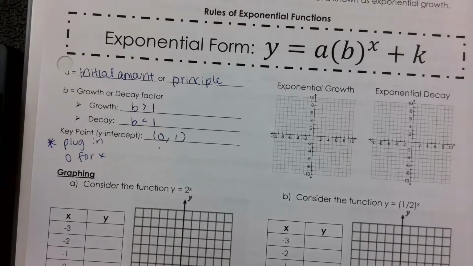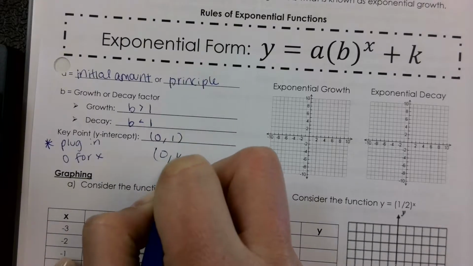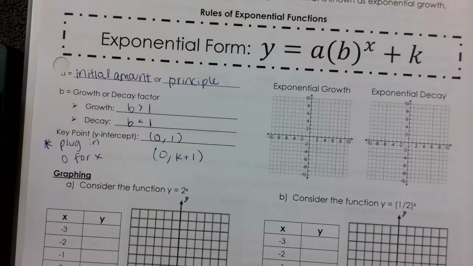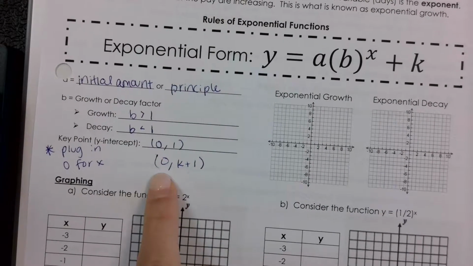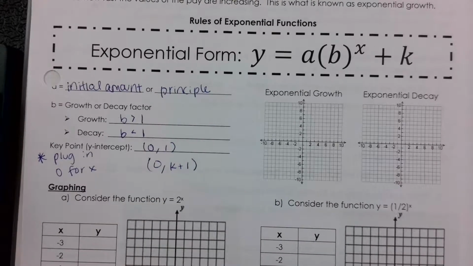That y-intercept may change based on your k value. So it could also be (0, k plus 1), and we'll talk about that more later. We'll do some more practice with that later. Remind me that we need to talk about this before you take your test for this unit. We'll do that, okay? All right, cool.